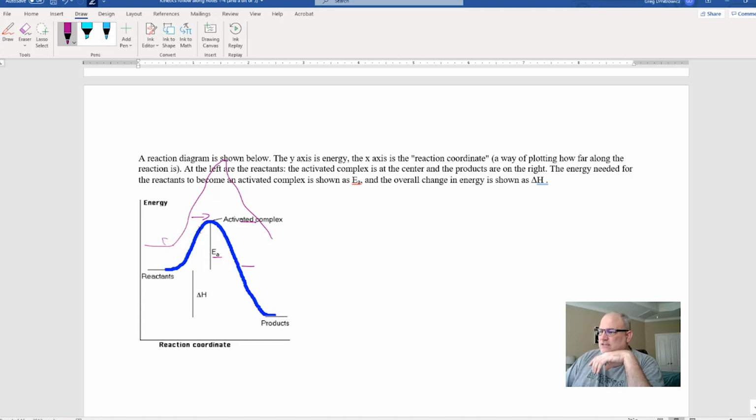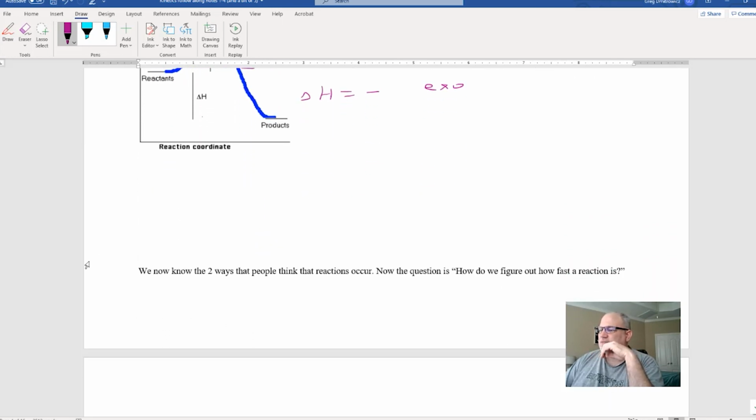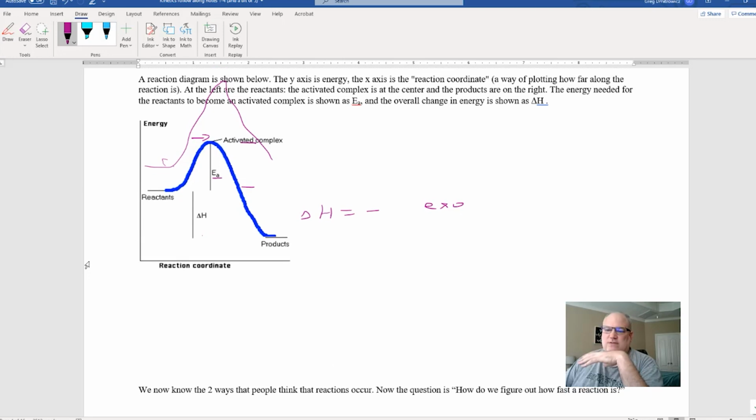And again, if you take a look at this, you'll see that the change in enthalpy is negative. So this is an exothermic reaction, right? But just be aware that this is how we now view that a reaction works. We think that the reactants start to break their bonds while the products start to form their bonds, and in the end we end up with this activated complex. Now, the two main ways that people thought that reactions worked were the collision model and the transition state model, but now we're going to go to figuring out how fast this goes, and that's going to take us to video 2. Hopefully this has made sense. I'll see you in the next video.